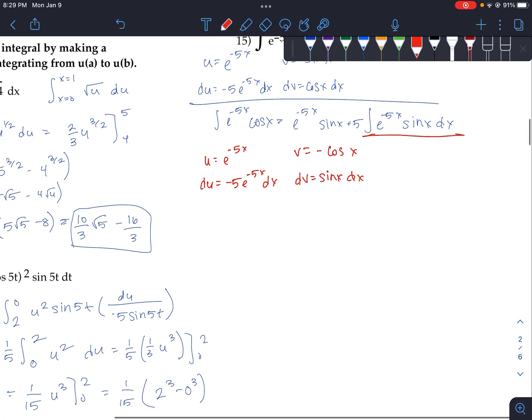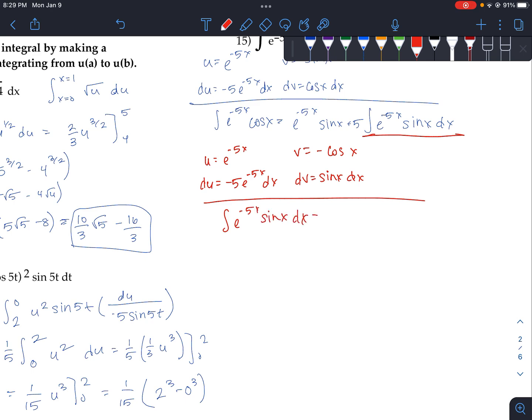Okay, so now I have the integral of e to the negative 5x sine of x dx is equal to uv. So I need to multiply those together. So that's going to be positive, I'll have 5e to the negative 5x cosine of x minus the integral of v. Oh, whoops! I multiplied the wrong ones together. Sorry.